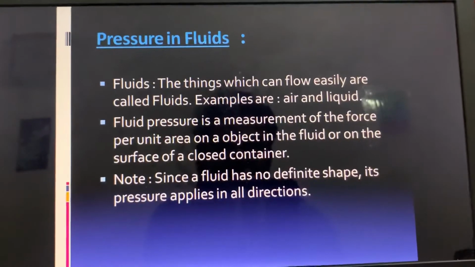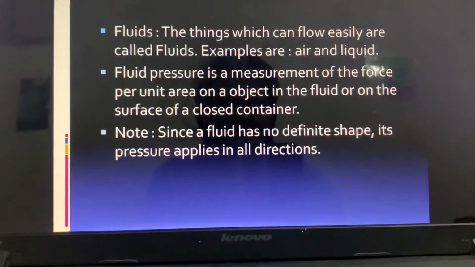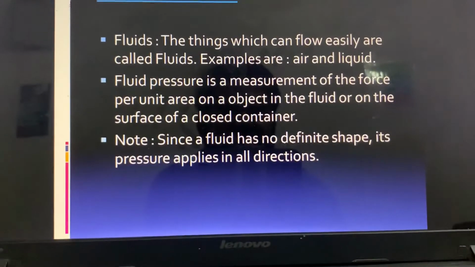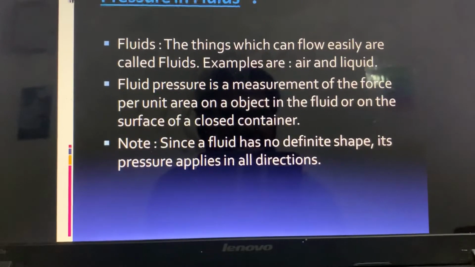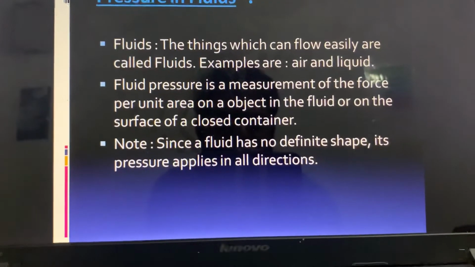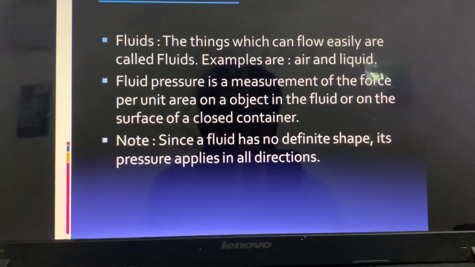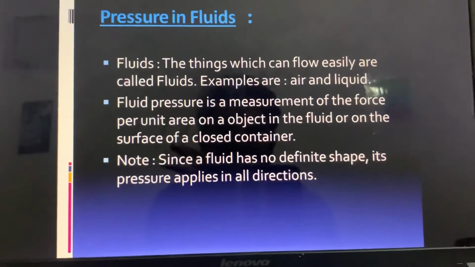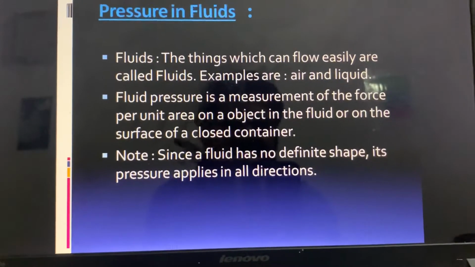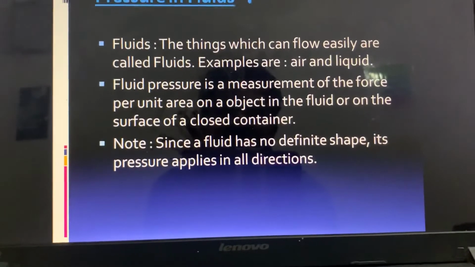Now, how do we define fluid pressure? Fluid pressure is a measurement of the force per unit area on an object in the fluid or on the surface of a closed container. It means you have to understand the difference between pressure in solids and pressure in fluids. Since a fluid has no definite shape, its pressure applies in all directions.